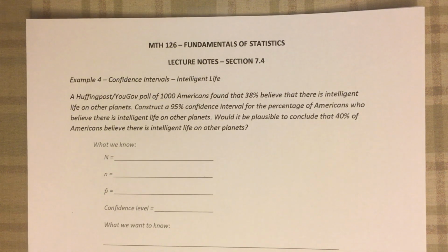So example 4. A Huffington Post YouGov poll of 1,000 Americans found that 38% believe that there is intelligent life on other planets. Construct a 95% confidence interval for the percentage of Americans who believe that there is intelligent life on other planets. Would it be plausible to conclude that 40% of Americans believe there is intelligent life? So notice that we are asked to construct an interval, and then after we do construct this interval, we are going to answer an additional question.